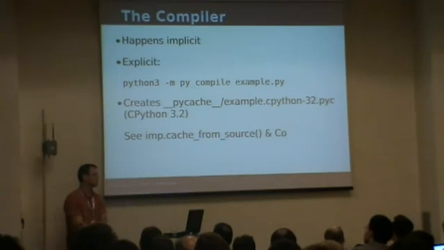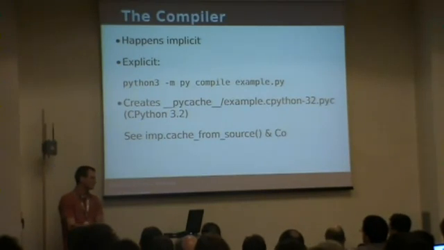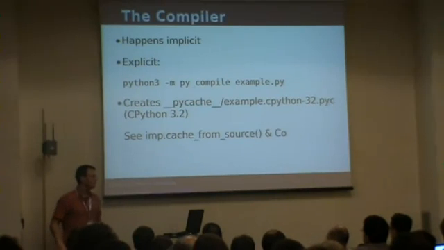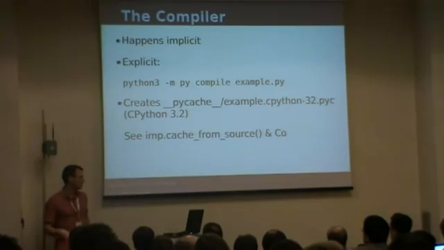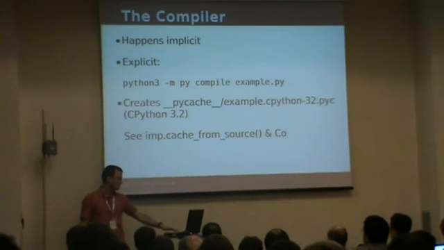But the good thing is you don't really have to worry where the bytecode goes, because the imp module in the standard library will tell you. With this cache_from_source function, you just give it the source file name, example.py, and it will come up with the long file name. There are a couple of others, like you can do the reverse, and there are a few more functions in there. So you don't have to worry where the bytecode ends up.